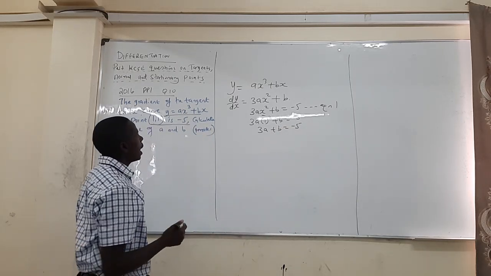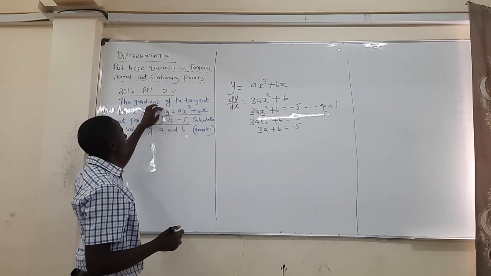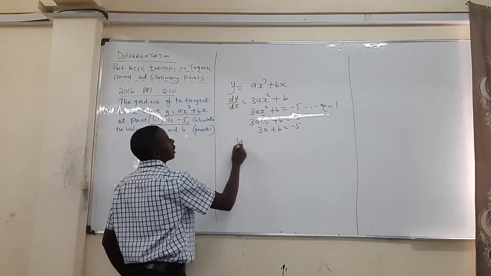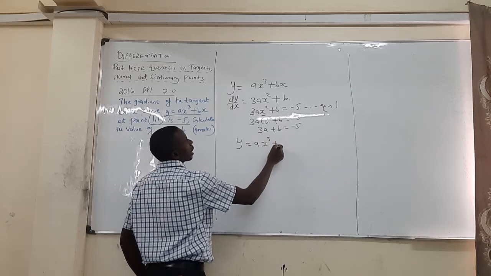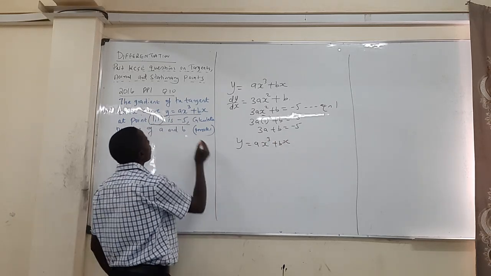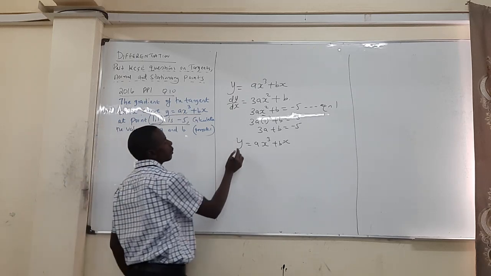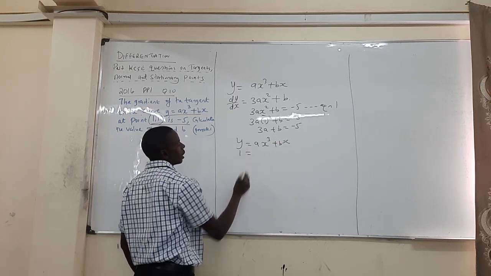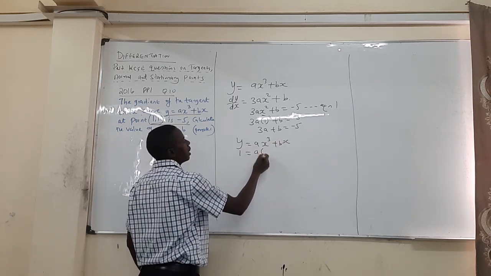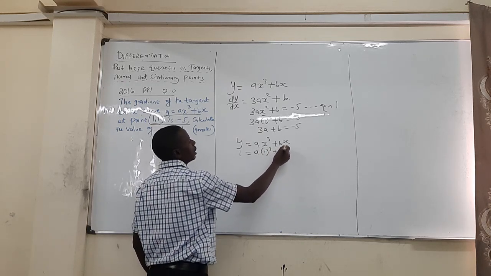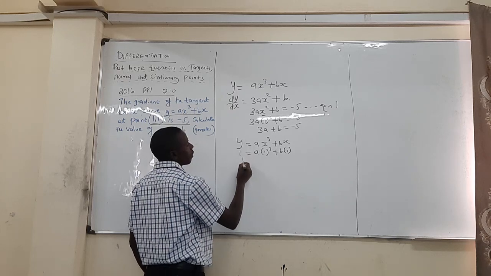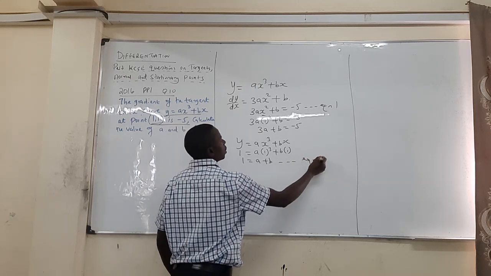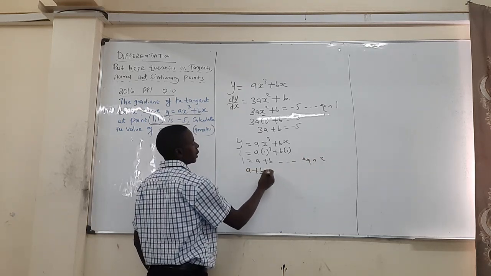Then we know that at any given point, the equation of the curve is going to make sense. So our curve is y equals ax cubed plus bx. Then we have the point (1, 1), meaning the value of y at that point is 1 and x is 1. So we replace those values. So we have a times 1 cubed plus b times 1. Then we have 1 equals a plus b. And this is going to be our equation 2, where you have a plus b equals 1.